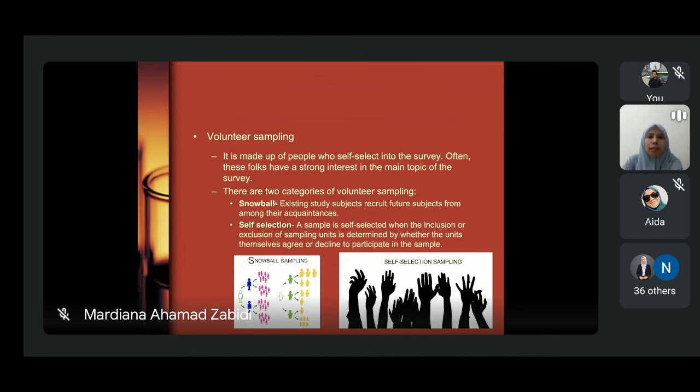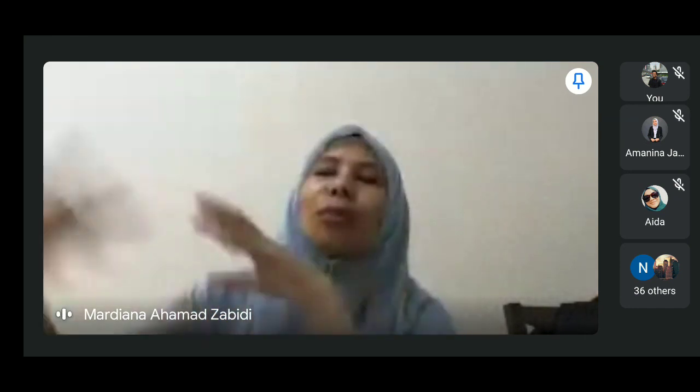So contohnya untuk volunteer sampling kita akan ada snowball, whereby the study subject will recruit future subjects for among their acquaintances. Snowball ni contoh macam I ada seorang volunteer. Okay, daripada volunteer tu I tanya dia soalan dan dia kata, oh I boleh recommend you my friend. Then yang orang yang nak tanya ni kata, boleh panggil you punya friend. So kawan you pun datang. Then kawan you kata, oh I have my relative yang macam ni. So boleh panggil you punya relative. So daripada situ dia snowball.